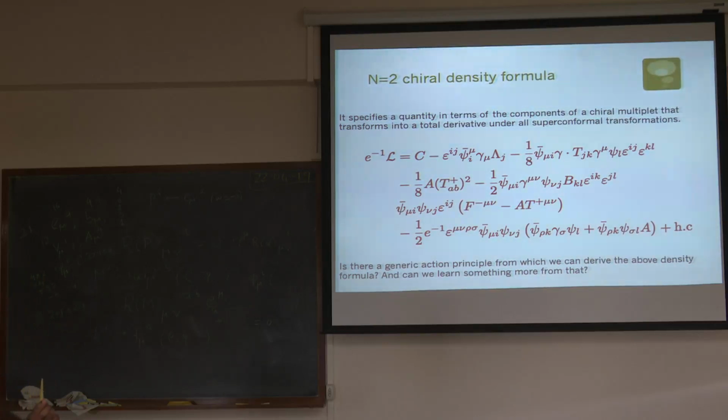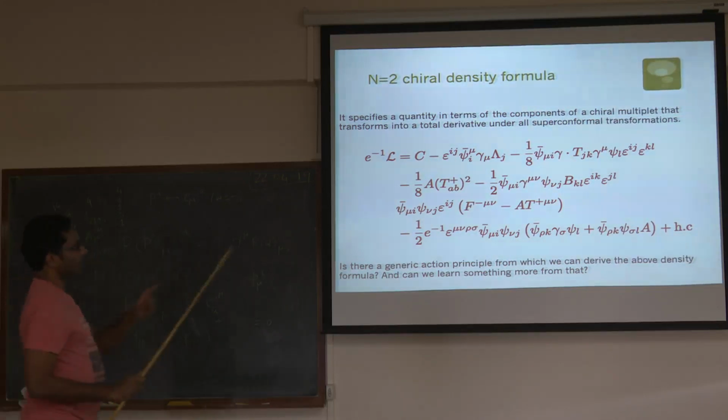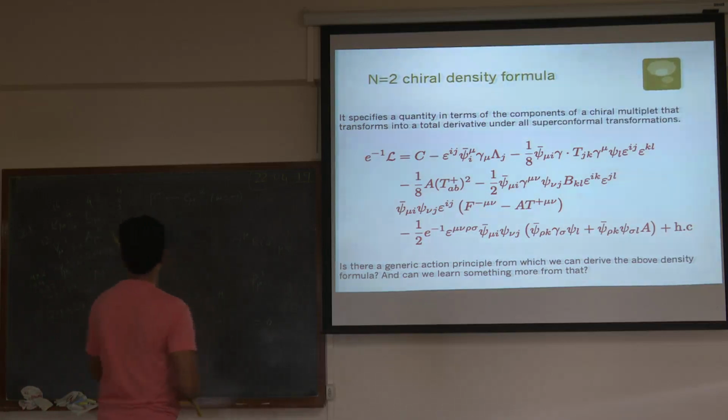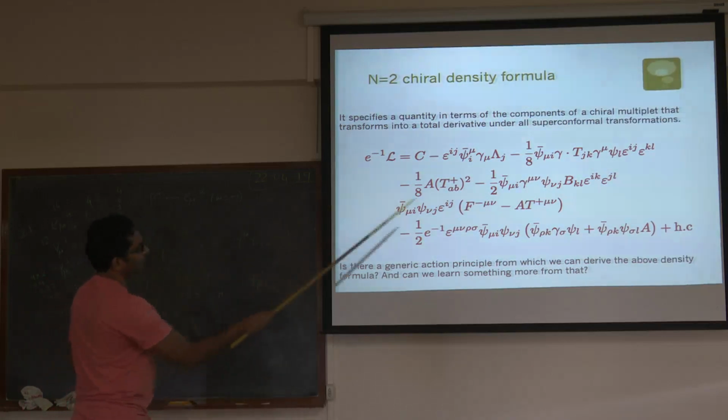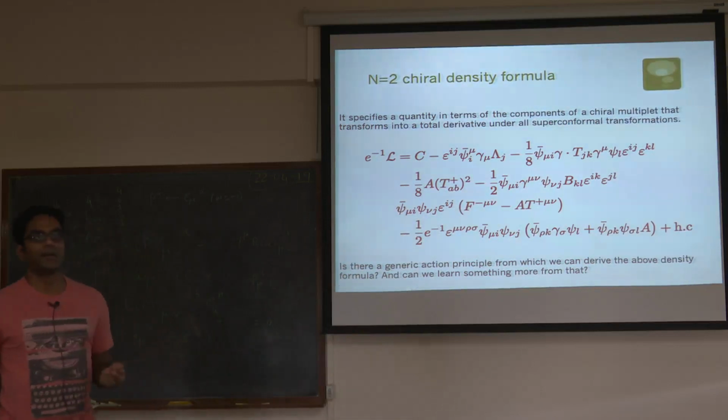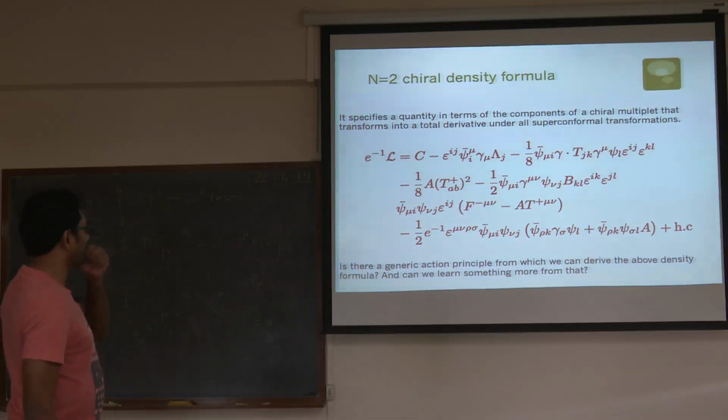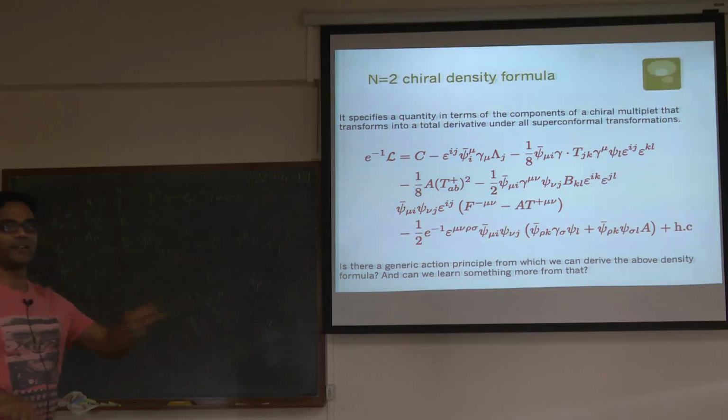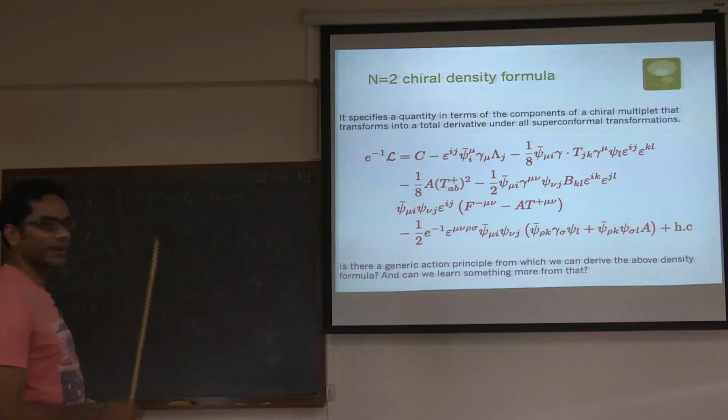The gauge fields for the dilatation and the R symmetries don't appear in this. Suppose we turn on background values for P, B and A. They don't couple to a chiral multiplet. Right, for the dilatation and the R symmetry, they don't come here. We will understand this when we look at the generic action principle that we write down.